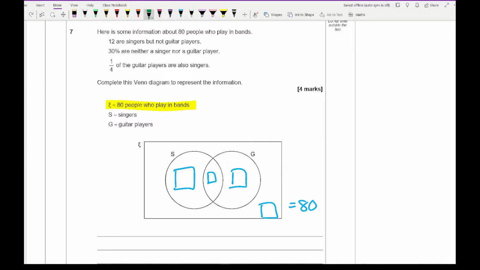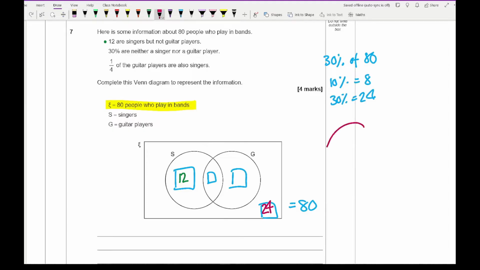Now from this we can see from the first bit of information that 12 are singers but not guitar players, so this here is going to be 12. And it also says that 30% are neither singers nor guitar players, so 30% of 80. 10% of 80 is going to be 8, so then 30% is going to be 24. So that means that this number here is going to be 24.